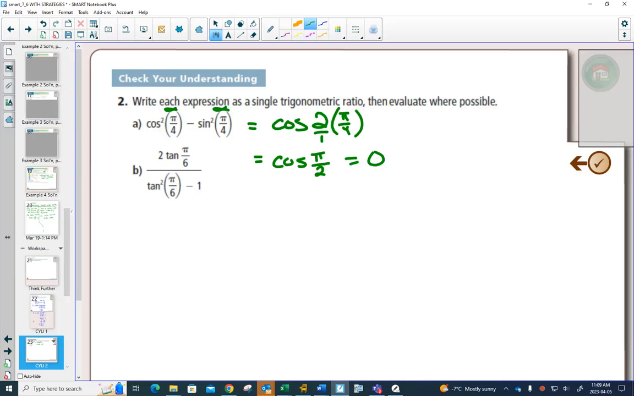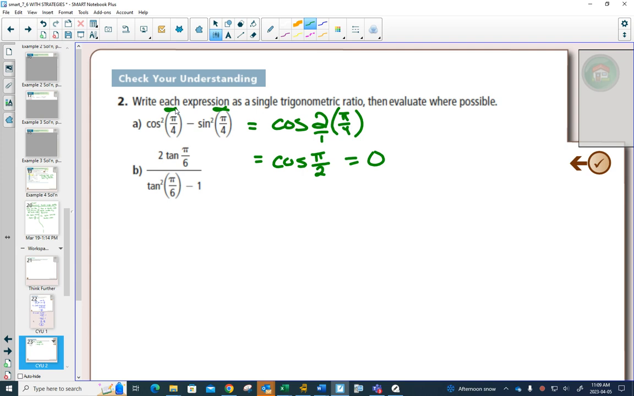Same problem with part B. Pi over 6 is on your pi plate. You could change tan of pi over 6 to root 3 over 3 in both of those places, and you could simplify and evaluate. It would be a little bit tricky because you have fractions inside fractions, so you really have to use your fraction rules, which would be fine, but you could simplify.